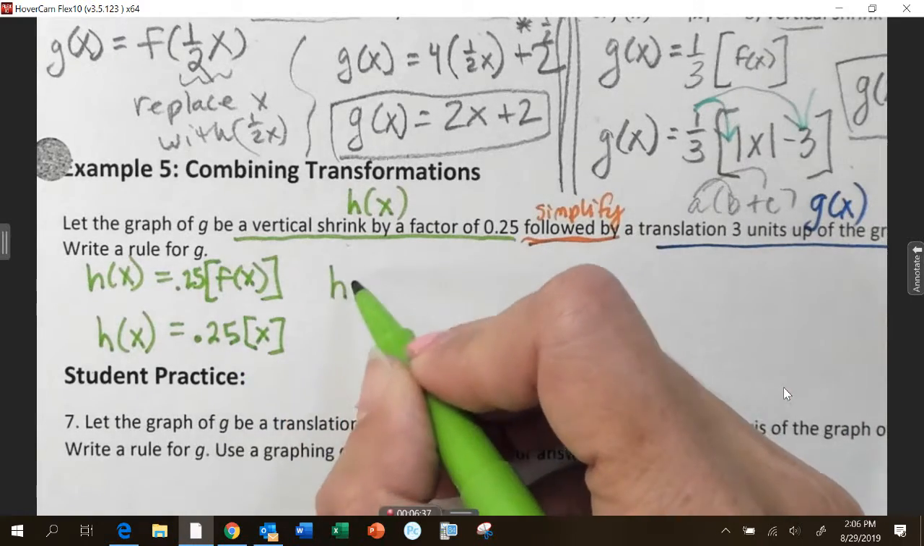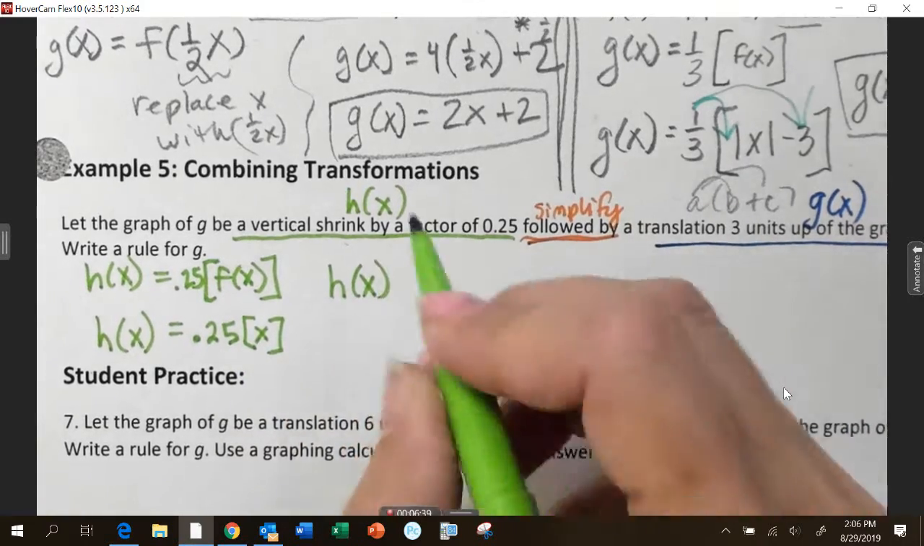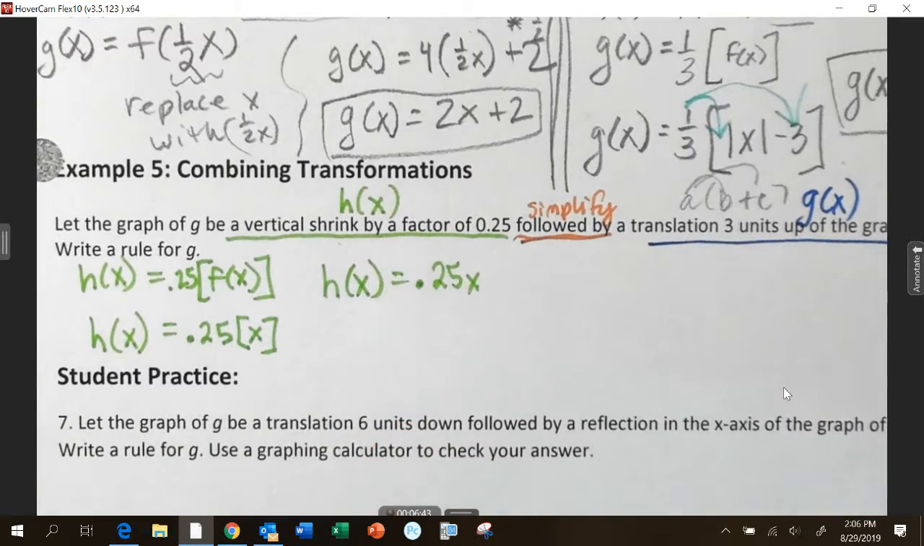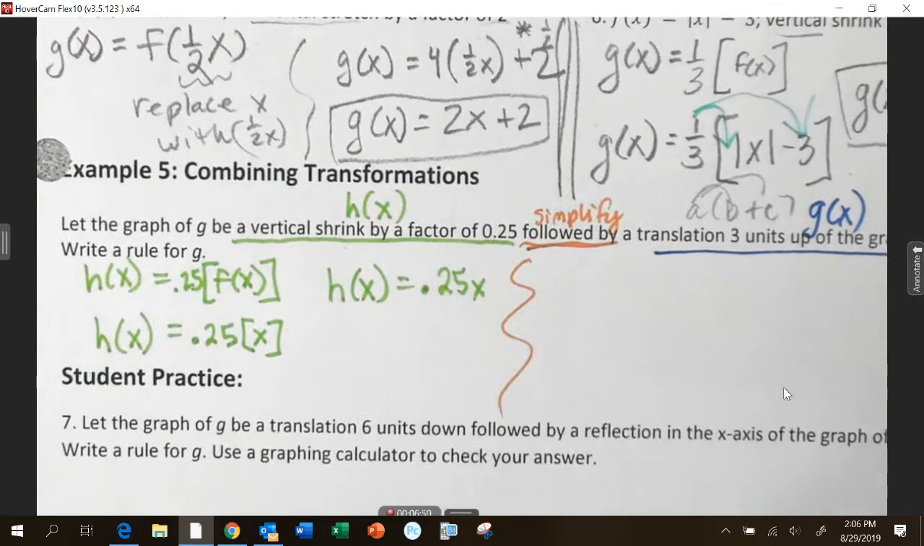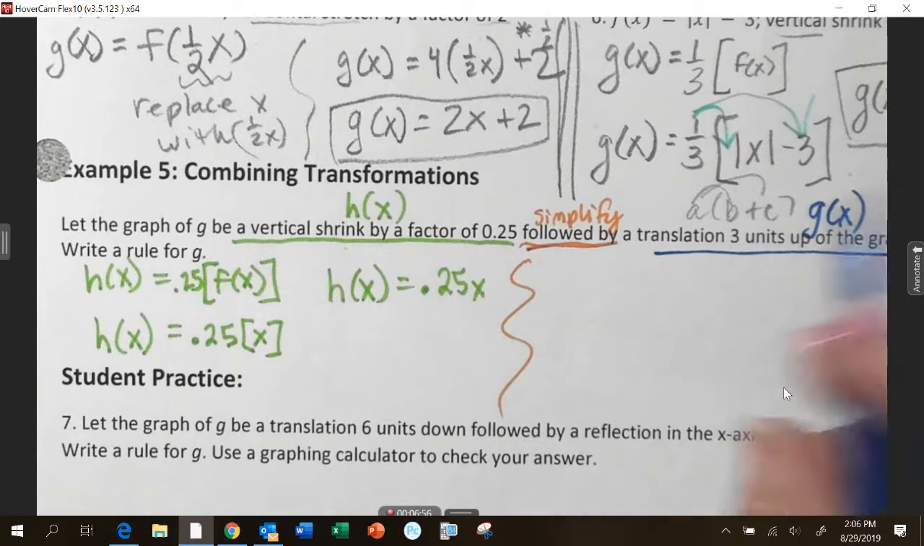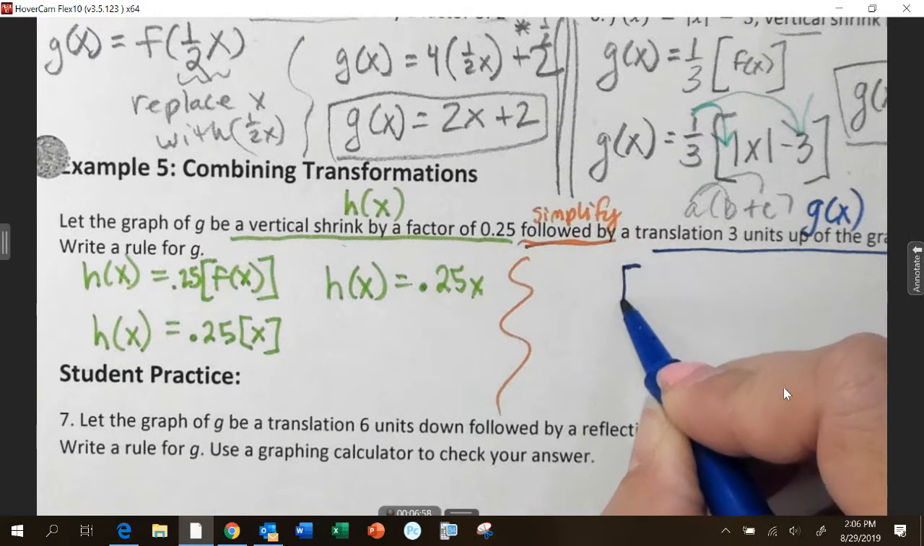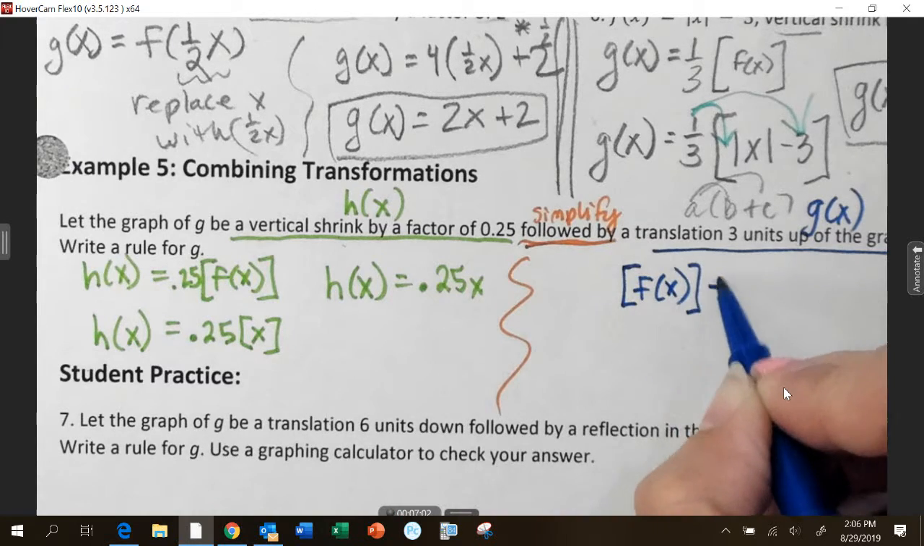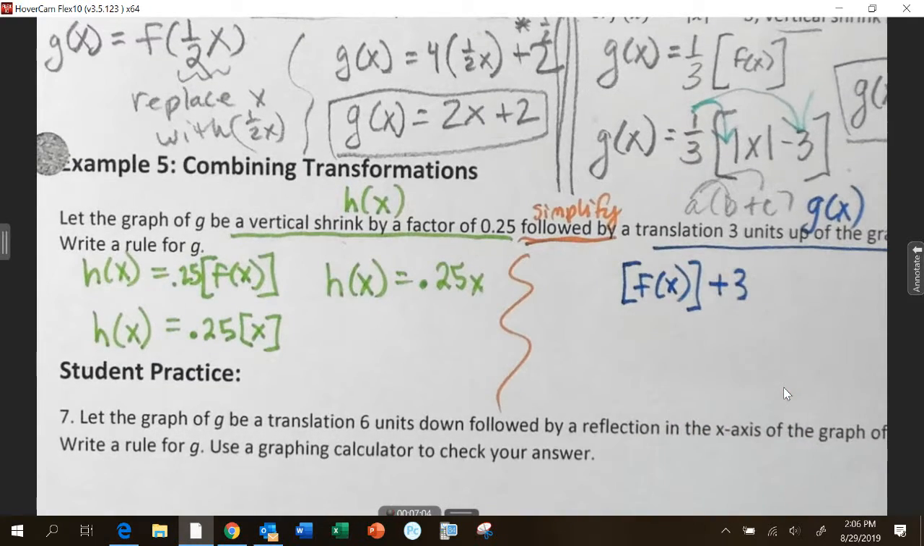They do multiply together, so we can drop our brackets. We got 0.25x. So that's halfway. That's the green part. Now we have simplify. My second part is I'm going to do translation 3 units up of the graph. So it's up, that is vertical. Translating 3 units up is going to look like that.